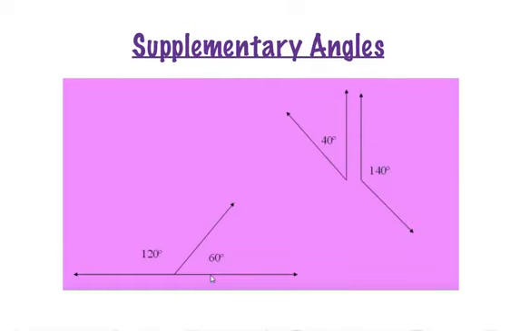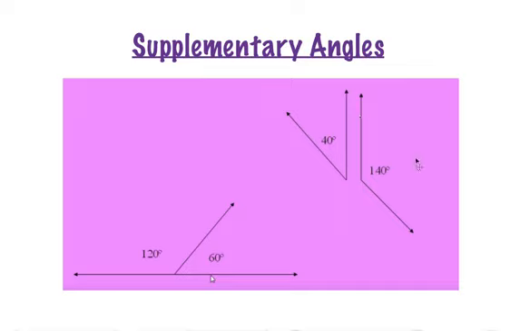Supplementary angles. So we're going to first look at this figure here on the left-hand side. We have a 120-degree angle and we have a 60-degree angle. If you notice, they're on a straight line, and a straight line would give you 180 degrees. If you would add your 120 plus 60, you would get 180 degrees. These angles are adjacent to each other and they are supplementary.